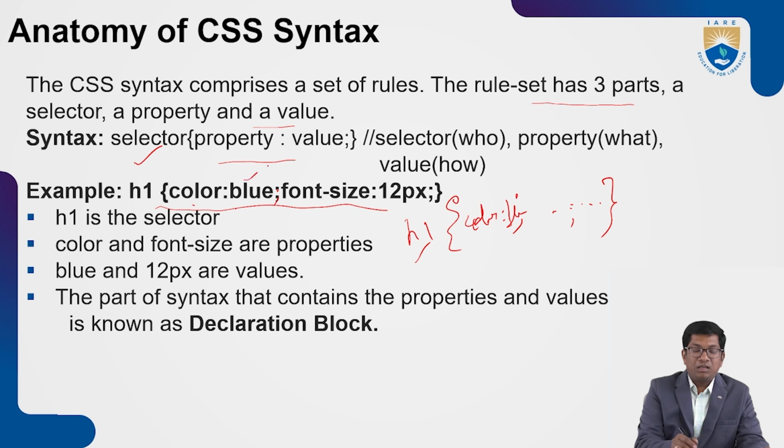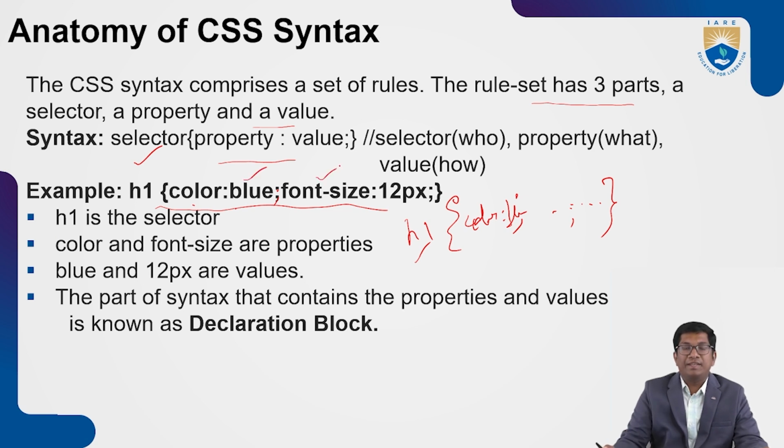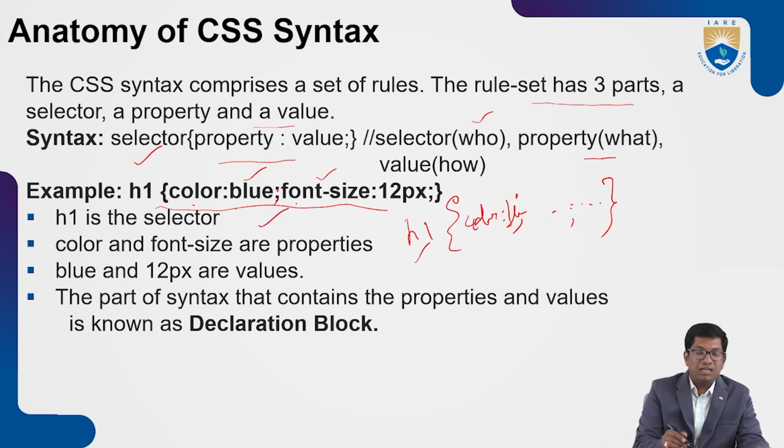One property is color, another property is font size. So the text written in the H1 element changes its color to blue and its font size to 12 pixels. Here you can understand easily: the selector is what we are applying these properties to, the property is what you are changing, and there are different properties in CSS, one of which is color. Next we have the value, how to change the text color. So H1 is the selector, color and font size are properties, and blue and 12 pixels are values.